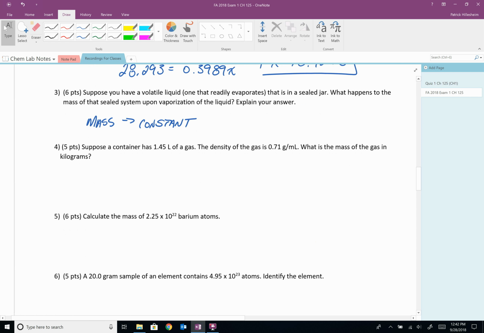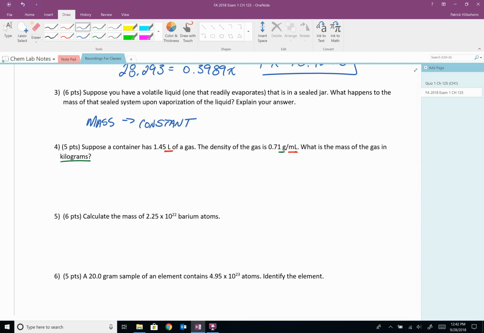All right, suppose a container has 1.45 liters of gas. We've given a density, and we're asked what is the mass of the gas in kilograms. So a couple of things to note, right? Here we have units of liters. Here we have units of milliliters. Okay. Here we have units of grams. Here we have kilograms. So we're going to have to do a couple of conversions along the way.